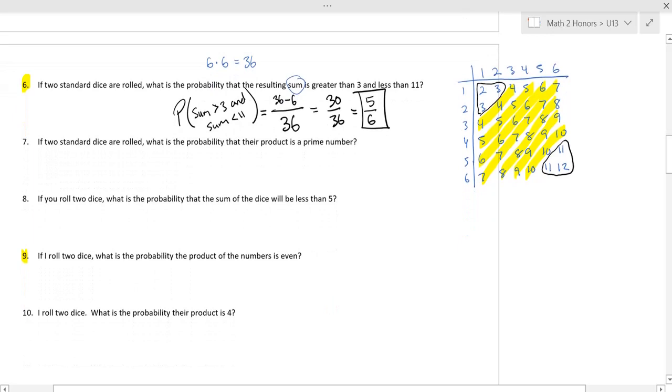9, if I roll 2 dice, what's the probability the product of the numbers is even? Okay. So we can make a table again, but this time look at the products. 1 times 1, 1 times 2, 1 times 3, 1 times 4, and 2 times 1, and so on.